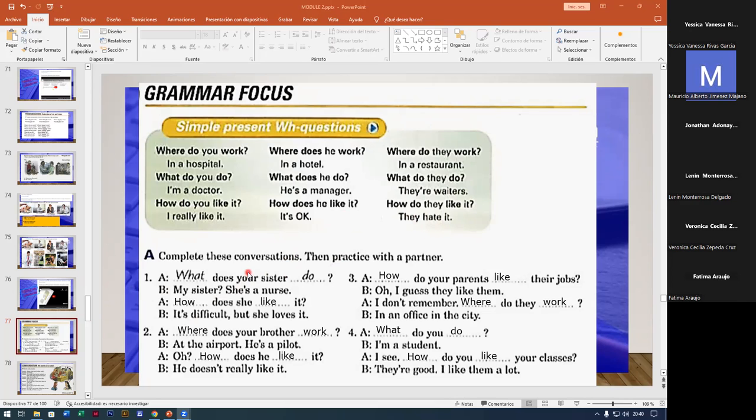Nice one. Okay. Now we're going to repeat the next one, all of the forms that we have in this short conversation in the exercise. Veronica Cepeda, let's start with number one. You are A. What does your sister do? Thank you. Continue, Lenin. Lenin, are you there? My sister, she is a nurse. Thank you, Jency. How does she like it?